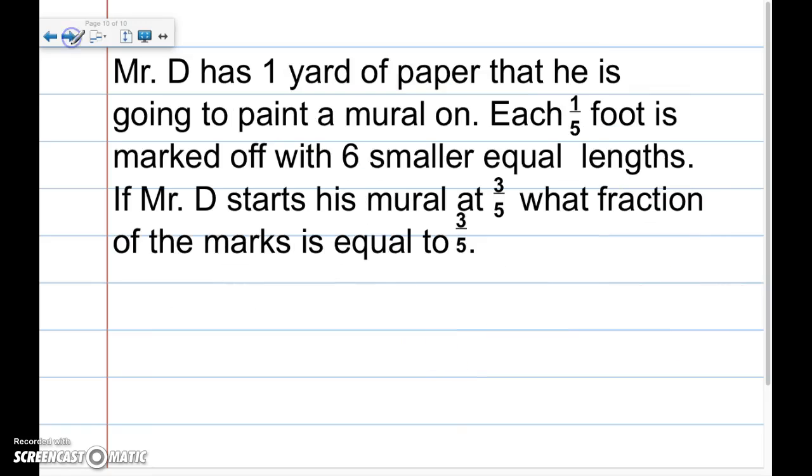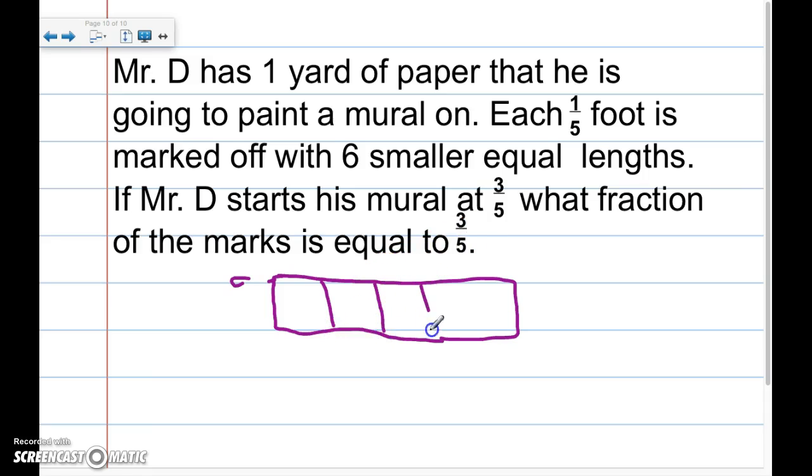Let's do another one. Mr. D has 1 yard of paper. So I'm going to draw my 1 yard of paper. Each 1/5 foot, so I know I need to split this into 5 pieces. 1, 2, 3, 4, and 5. There's my 5 pieces. It's marked off with 6 smaller pieces. So I'm going to mark this into 6 pieces.